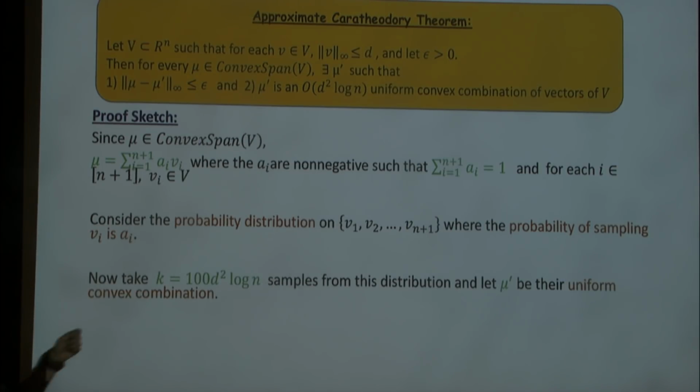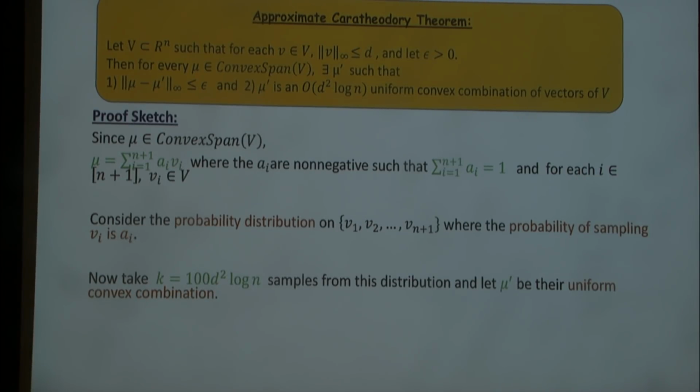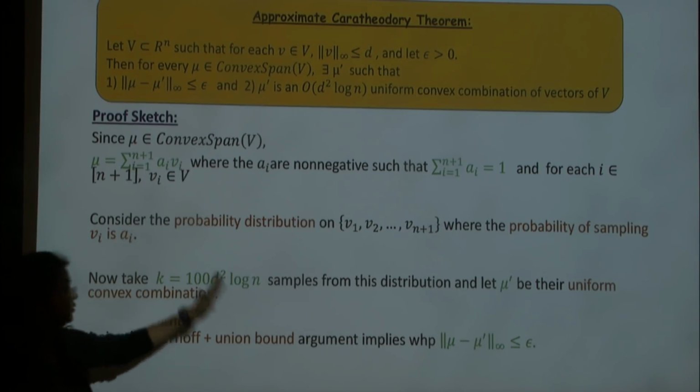Sample 100 d square log n samples. 100 should be 1 over epsilon square maybe. Yeah, if epsilon was 1/3 and you just want to do the 1/3 approximation, which will work for us, something like 100 d square log n samples would work. You take a whole bunch of samples from this distribution, so you get a whole bunch of corner points. Take their uniform convex combination, and I want to say that approximates my chosen interior point well. I want to show it approximates in the L infinity norm well. So every coordinate should approximate well, and that's a Chernoff union bound.